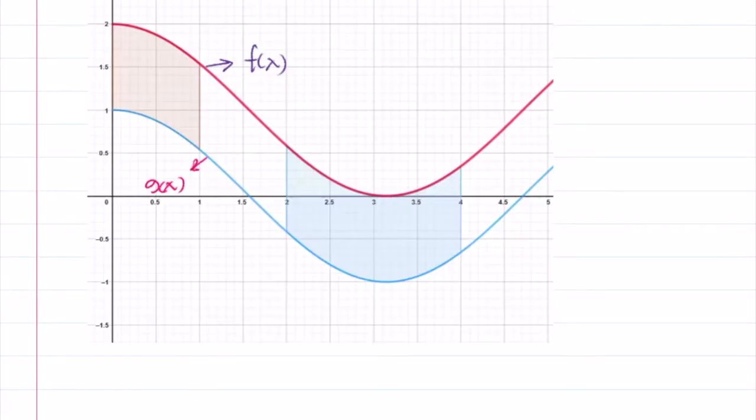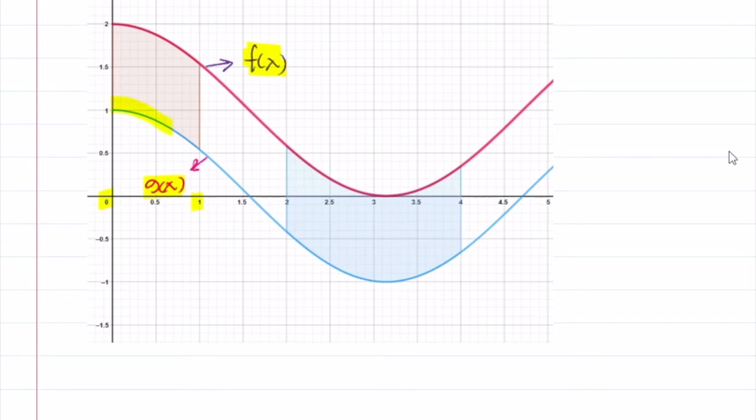Area between two curves. Suppose that we have the function f of x and the function g of x, and we need to find the area enclosed by the function f of x and g of x over the interval from x equal to 0 up to 1. From the graph, it seems that the function f of x is above the function g of x all over the interval from 0 to 1.